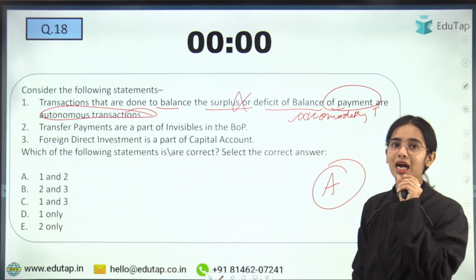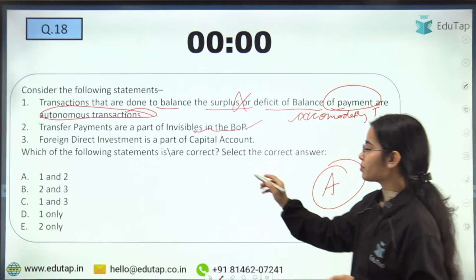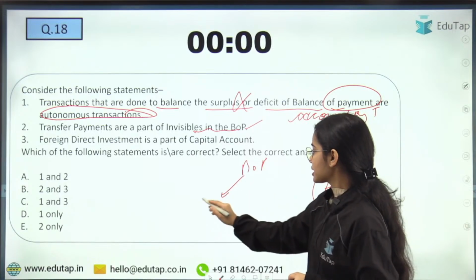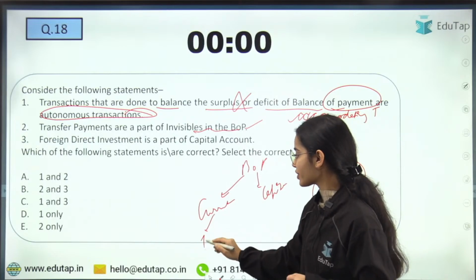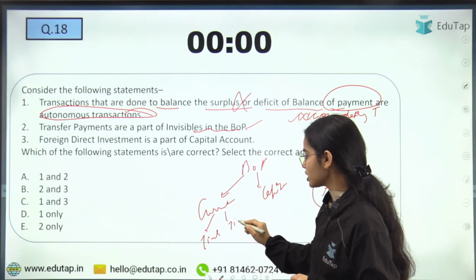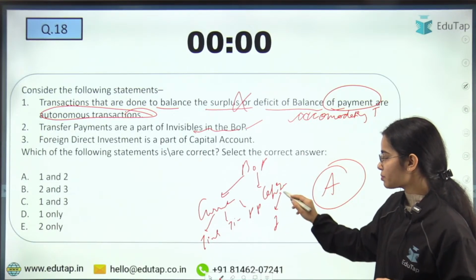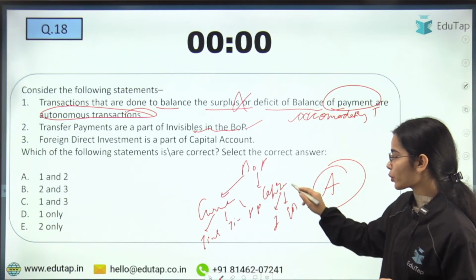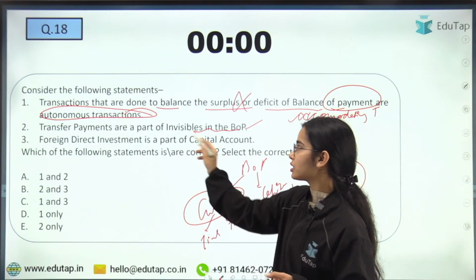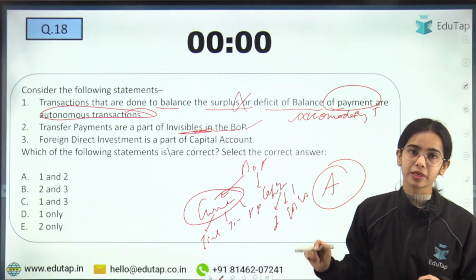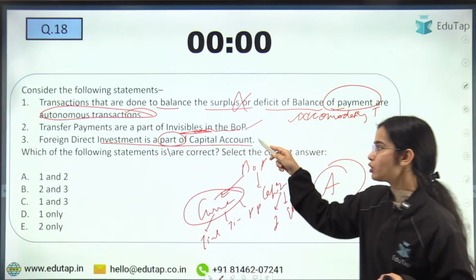Now, transfer payments are a part of invisibles in the balance of payment. So this is correct. See, in the balance of payment, there is the current account and the capital account. In the current account, there is trade in goods, trade in services and transfer payments. In the capital account, there is investment, external borrowings and external assistance. So transfer payments are a part of the current account and are under the invisibles. Foreign direct investment is a part of the capital account. So this is also correct.